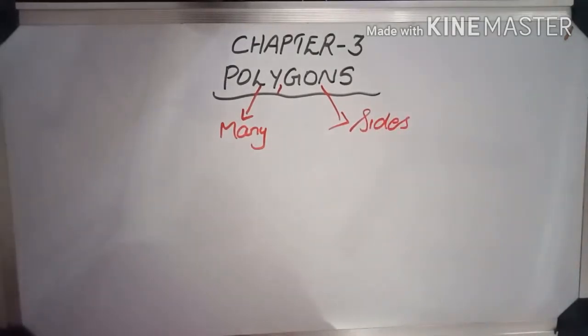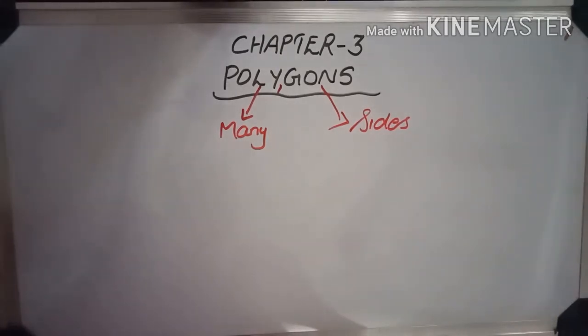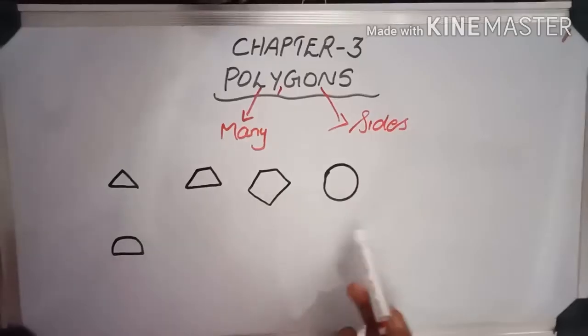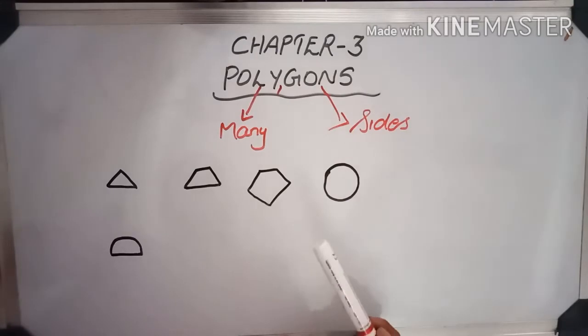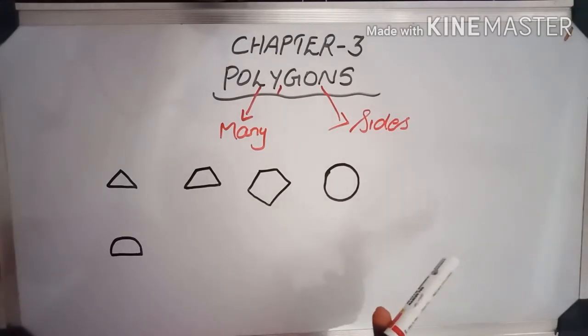That means this chapter is about shapes, geometrical shapes. All of you are familiar with many shapes. When you look around, you can see so many shapes in your daily life. Like this, so many shapes you have seen in your daily life. But all these shapes are different in some way.